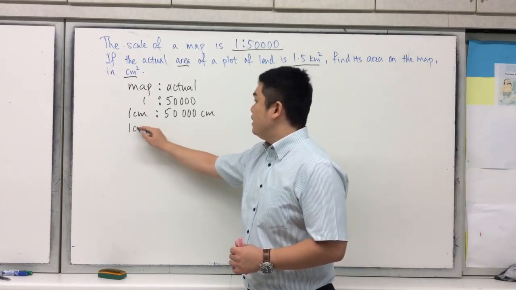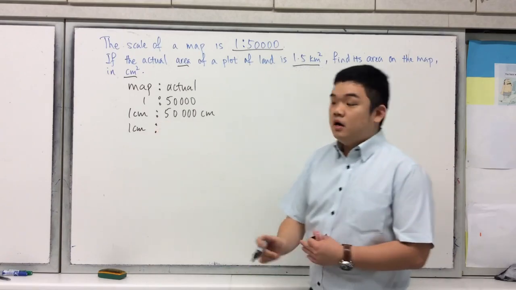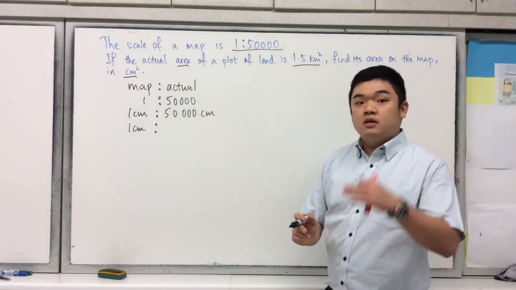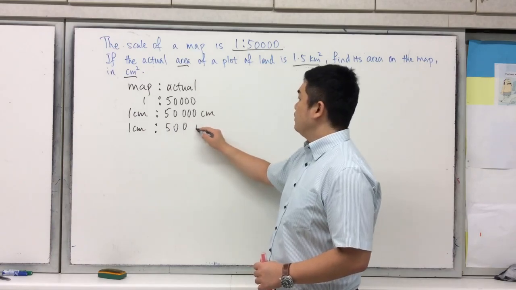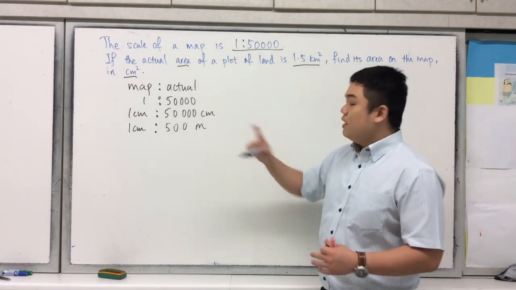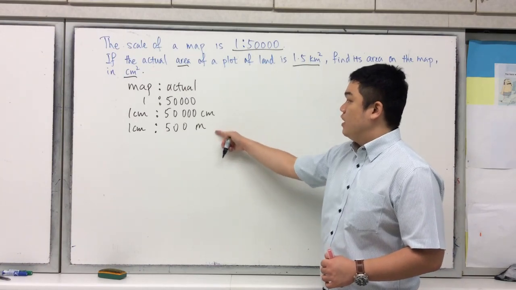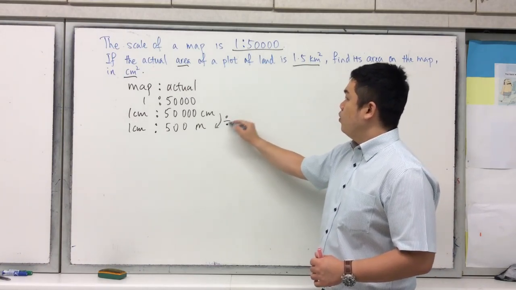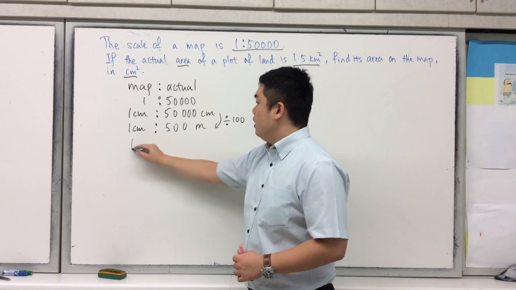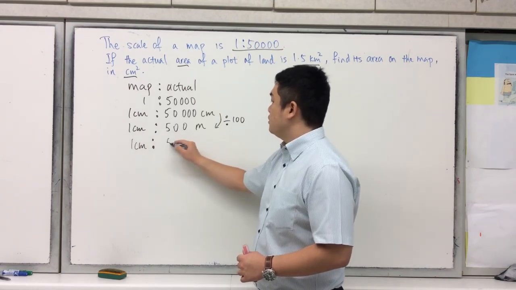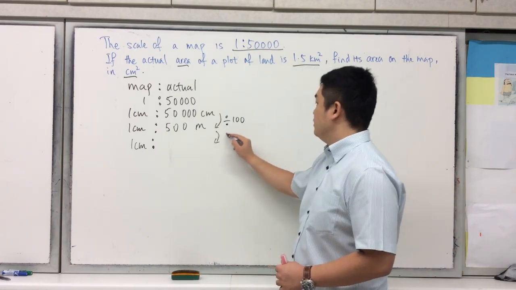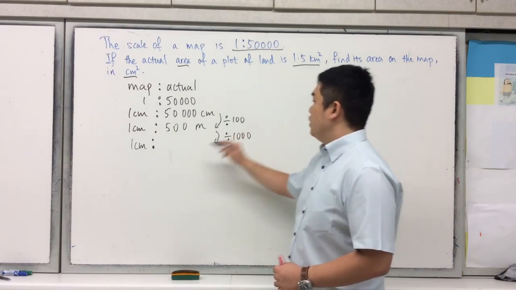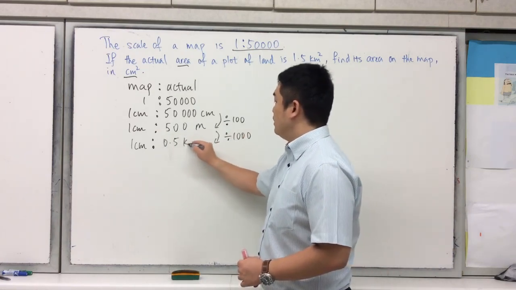So on the left hand side, nothing changes, 1 cm. How do I convert it into kilometers? I do it step by step. I change it to meters first, because I know that 1 meter is actually 100 cm. I divide by 100. Alright? So I want to change it to kilometers. I will divide it by another 1000 again. Alright? So I'll have 0.5 kilometers.